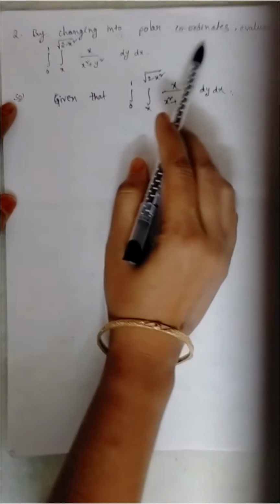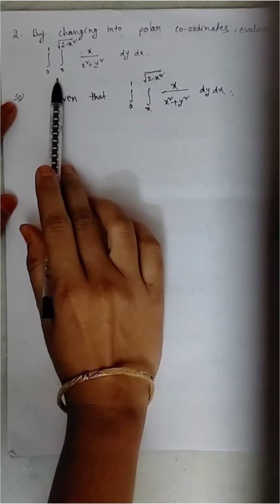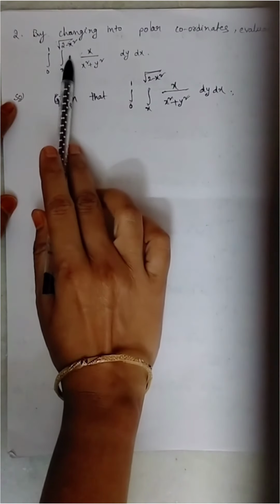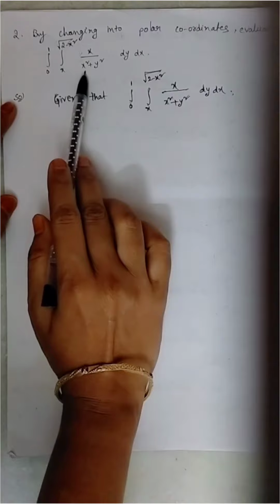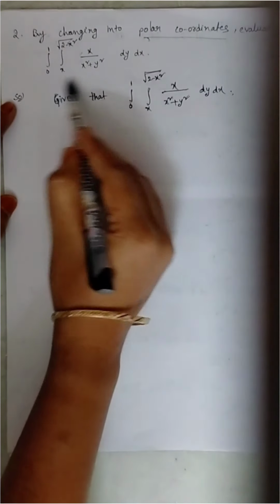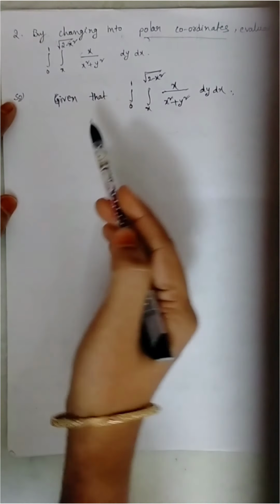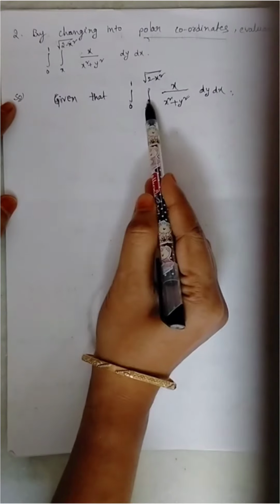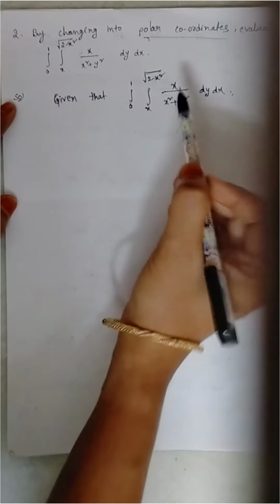By changing into polar coordinates, evaluate the integral from 0 to 1, integral from x to root of 2 minus x square, x by x square plus y square, dy dx. So by changing into polar coordinates, we have to find the integral of this function. Given that integral 0 to 1, integral x to root of 2 minus x square.